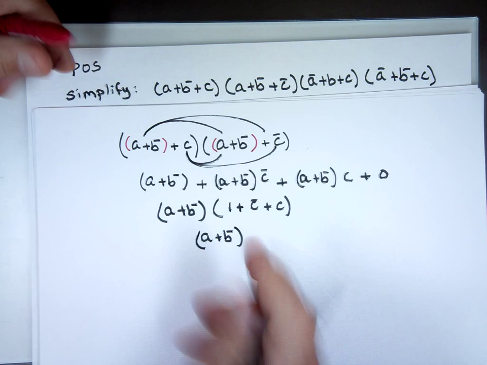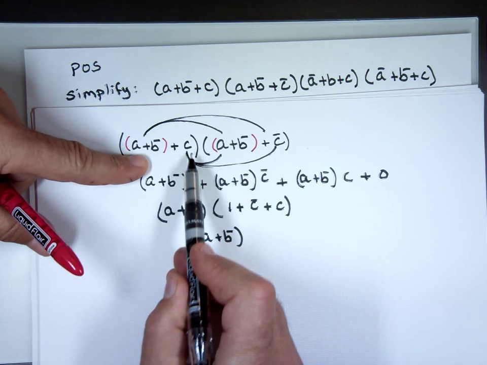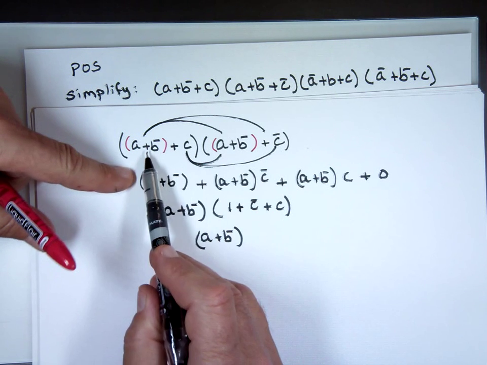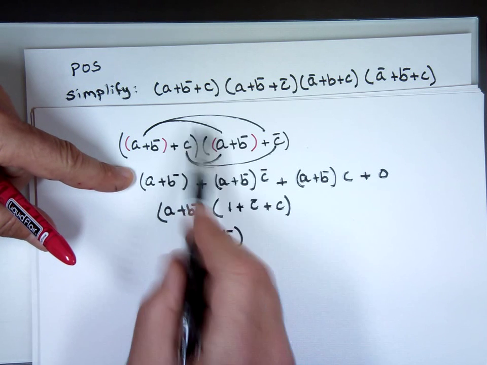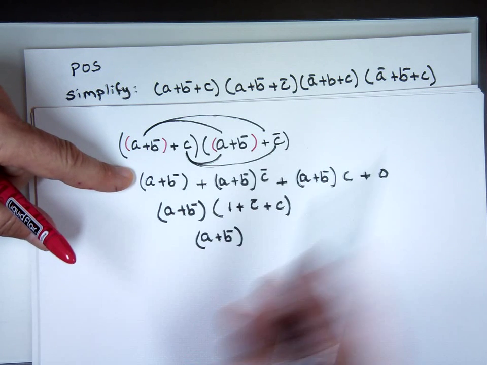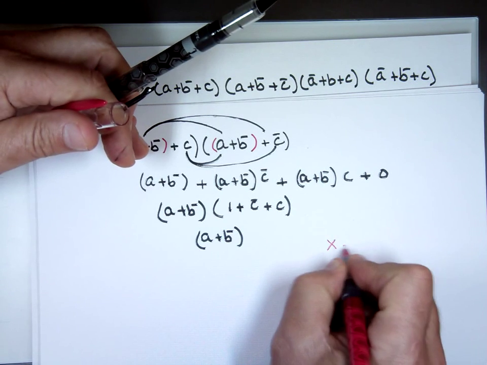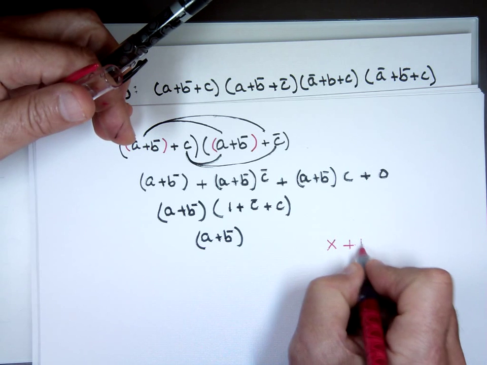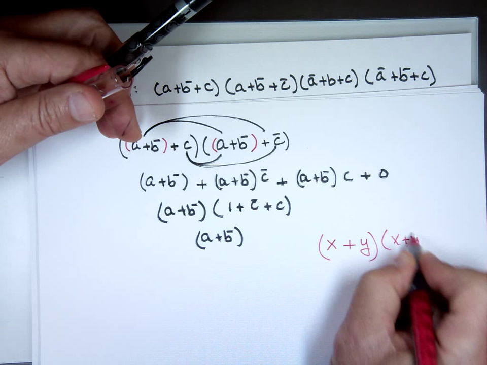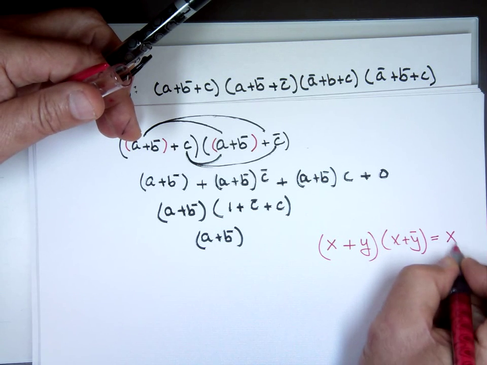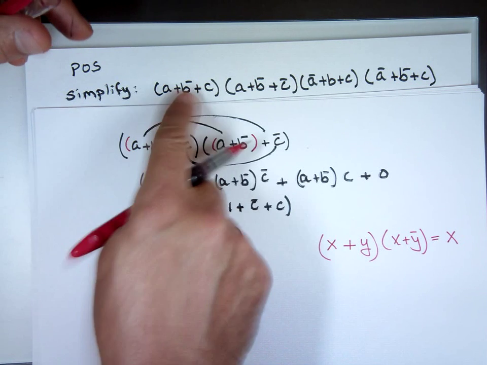So notice when these guys are the same, and this is the complement of that, you're going to end up with just that term. So A plus B ANDed with A plus B bar, it's always going to be A. Or as a rule, I'll just make it X, I'll avoid A and B because I'm using A and B. X plus Y and X plus Y bar will always simplify to X using the FOIL method. That's what we just did. My X in this example is A plus B.